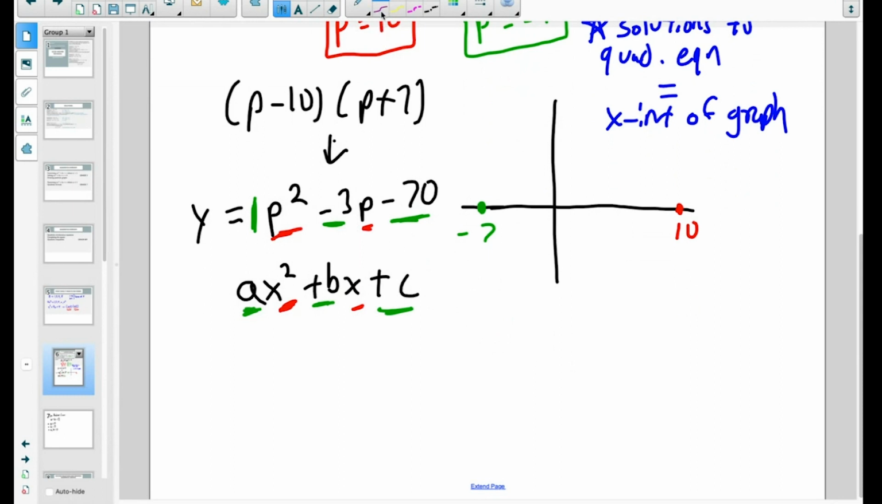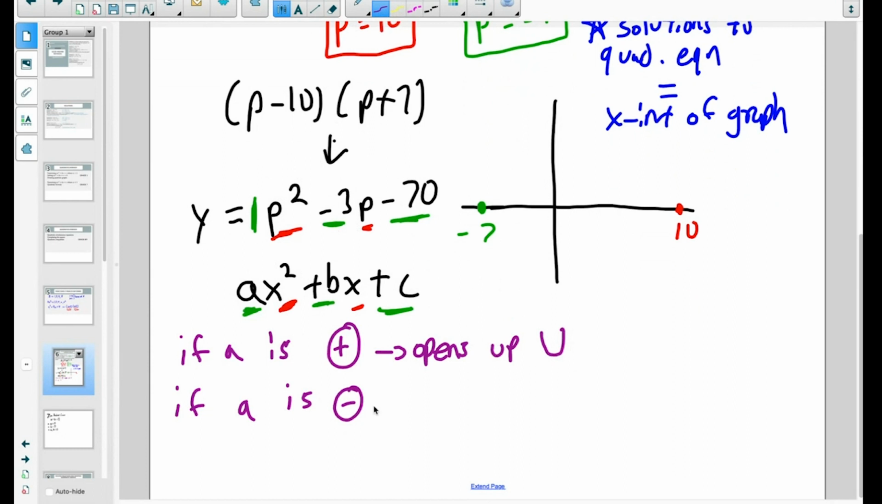Now, the key here is if you're trying to figure out if it opens up or down, if a is positive, then it opens up, and it's going to look like a U. And if a is negative, then it's going to open down. And you're going to have to turn that frown upside down at some point. But that's really what we're looking for.